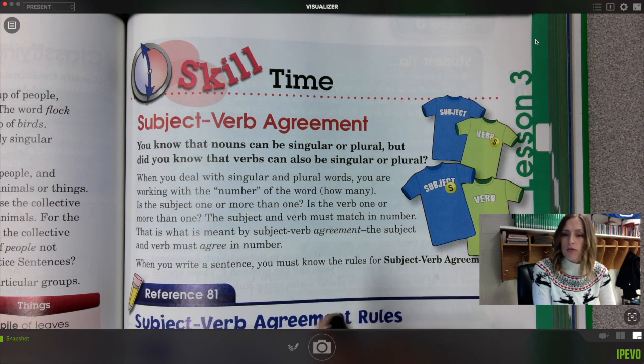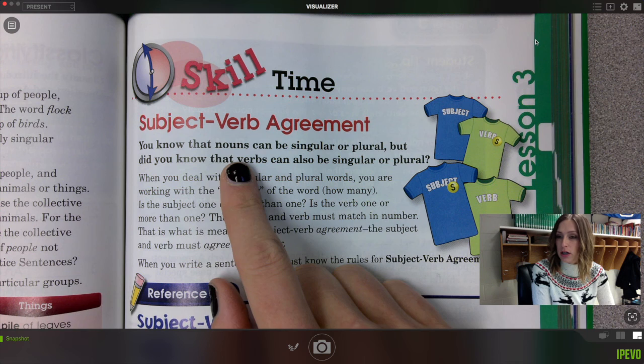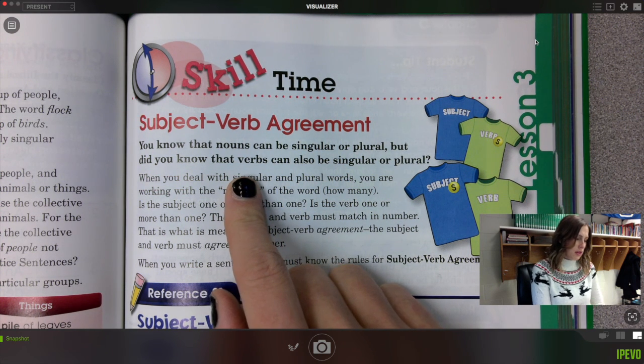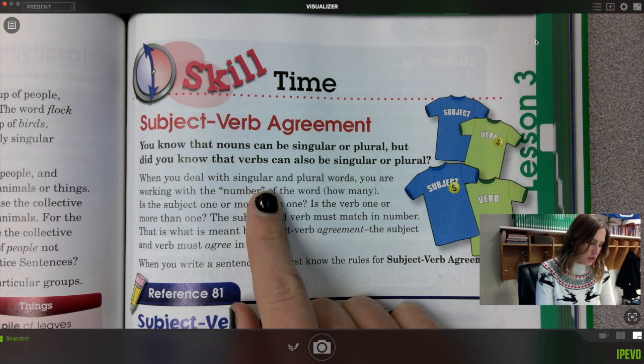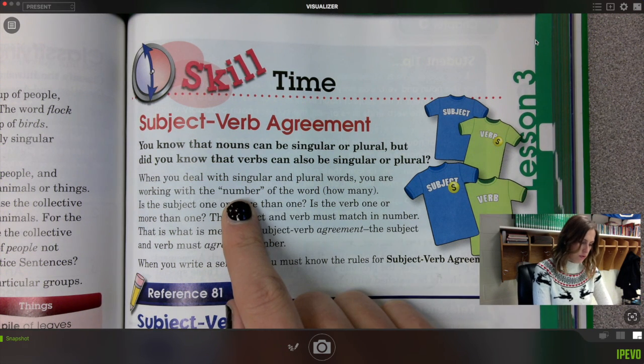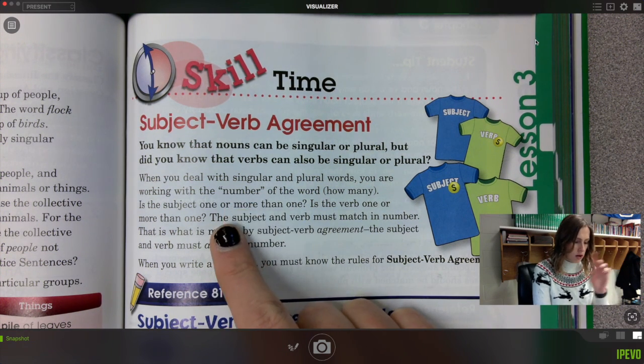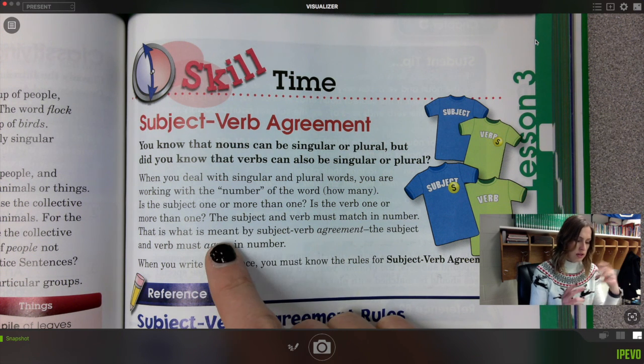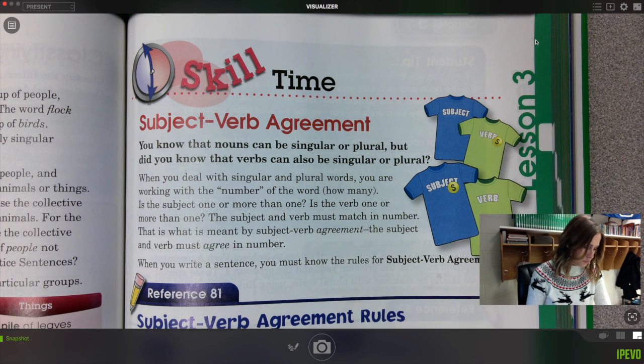We've talked about nouns being singular or plural, but verbs can also be singular or plural. When you work with singular and plural words, you're working with the number of the word. How many? Is the subject one or more than one? Is the verb one or more than one? The subject and verb must match in number. So that's what is meant by subject-verb agreement.